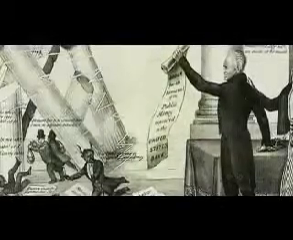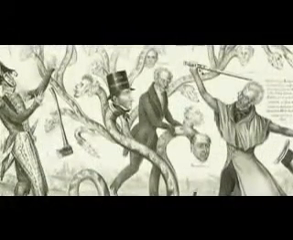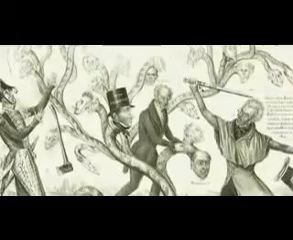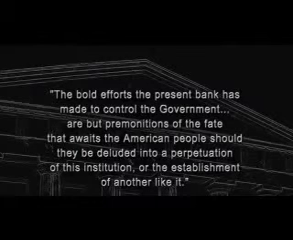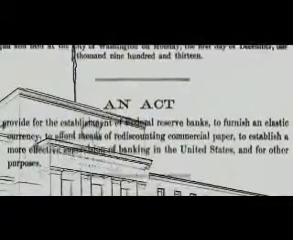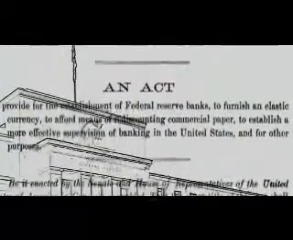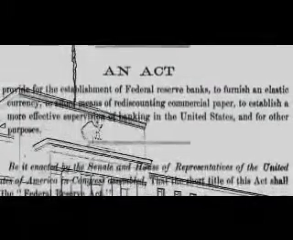In fact, the last time in American history the national debt was completely paid off was in 1835 after President Andrew Jackson shut down the central bank that preceded the Federal Reserve. In fact, Jackson's entire political platform essentially revolved around his commitment to shut down the central bank, stating at one point, "The bold efforts the present bank has made to control the government are but premonitions of the fate that awaits the American people should they be deluded into a perpetuation of this institution or the establishment of another like it." Unfortunately, his message was short-lived, and the international bankers succeeded to install another central bank in 1913, the Federal Reserve. And as long as this institution exists, perpetual debt is guaranteed.